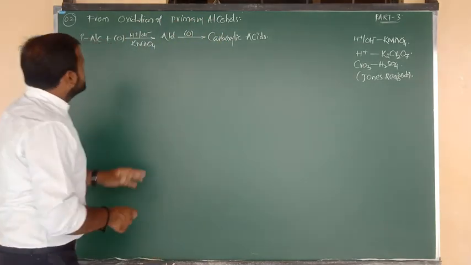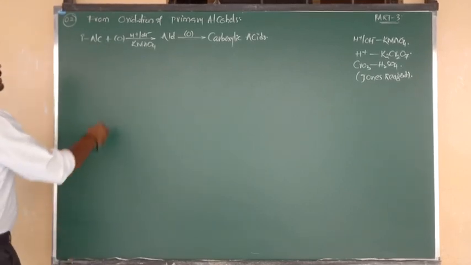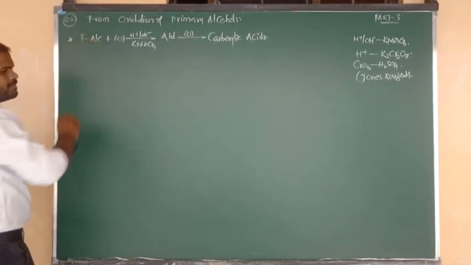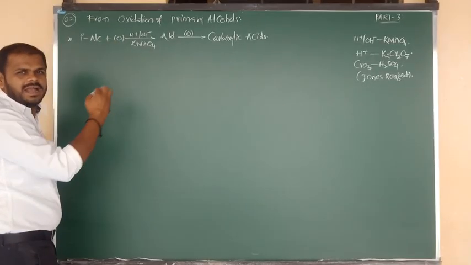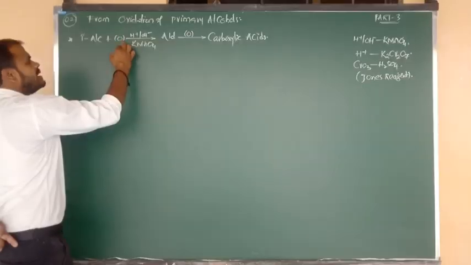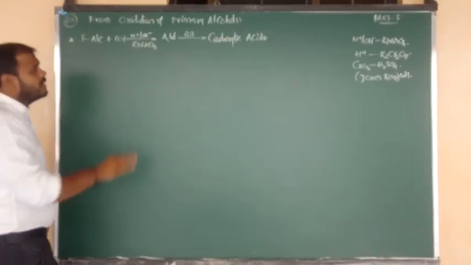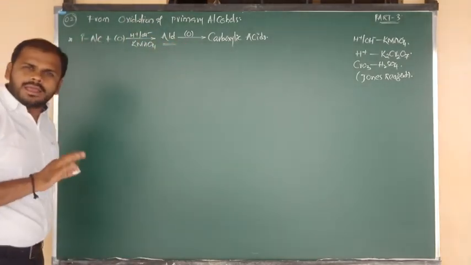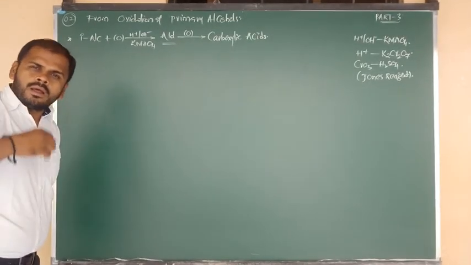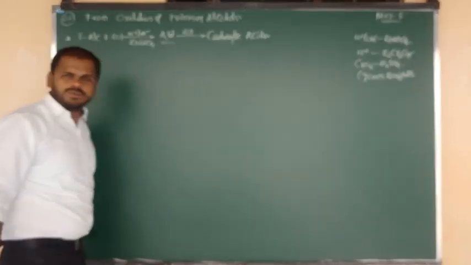Now, by using primary alcohols, how to prepare the carboxylic acids, let me explain. First of all, here I have taken primary alcohols. Primary alcohols upon oxidation, that means addition of oxygen, by using KMnO4 in acidic or alkaline medium, get oxidized into aldehydes. Again such aldehydic compounds further undergo oxidation and change into the product, the carboxylic acids.